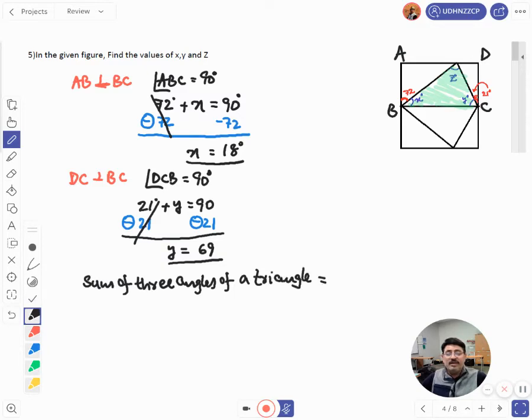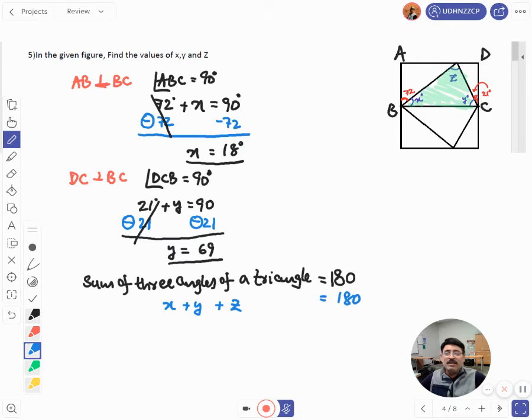is 180 degrees. Therefore, I see that there are three angles. One is x, one is y, and the other one is z. Therefore, the sum of these three angles means x degrees plus y plus z equals 180 degrees.